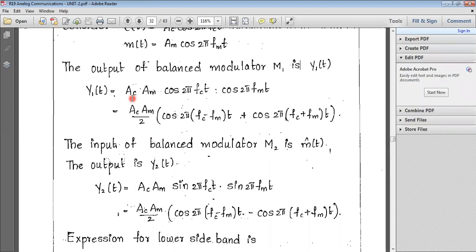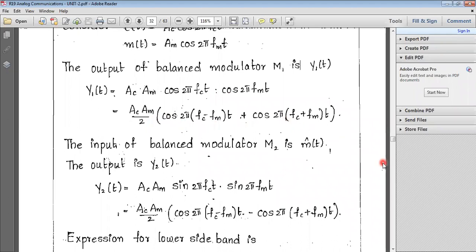Y1 of t equals M of t into C of t. M of t is AM cos 2 pi FMT and C of t is AC cos 2 pi FCT. So you multiply them. According to cos A cos B, we have AC AM by 2 into cos A minus B plus cos A plus B.